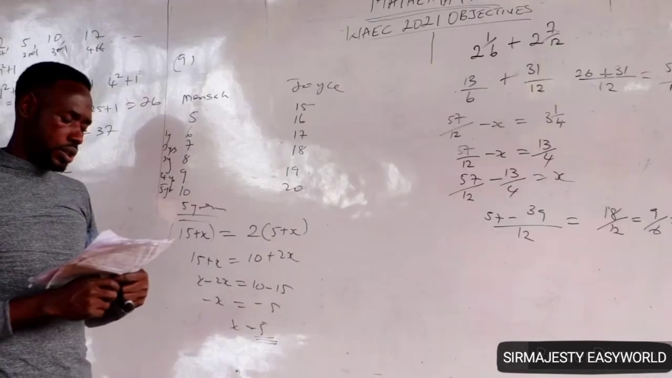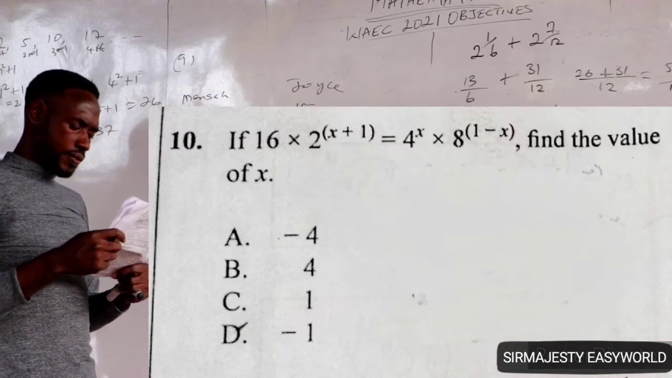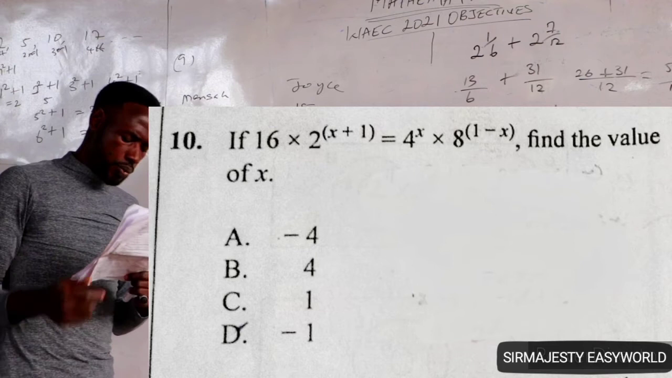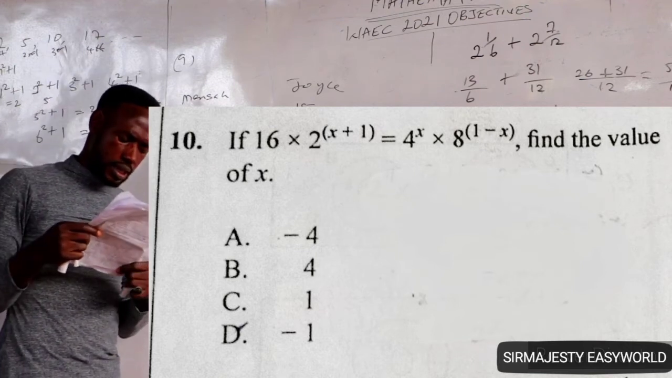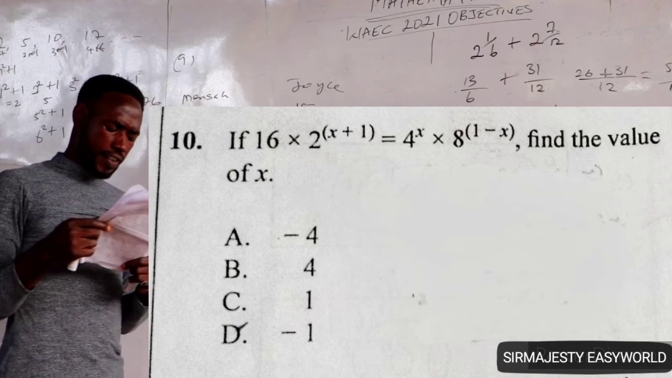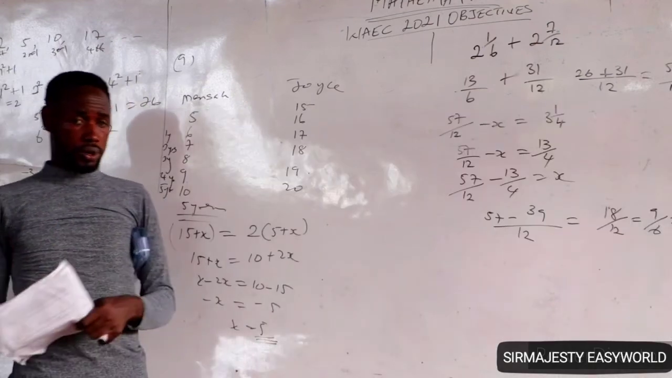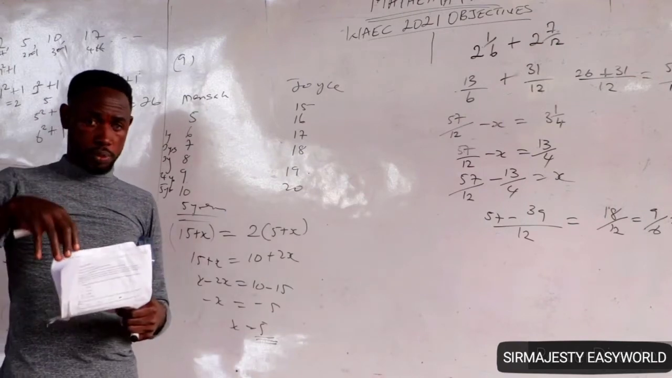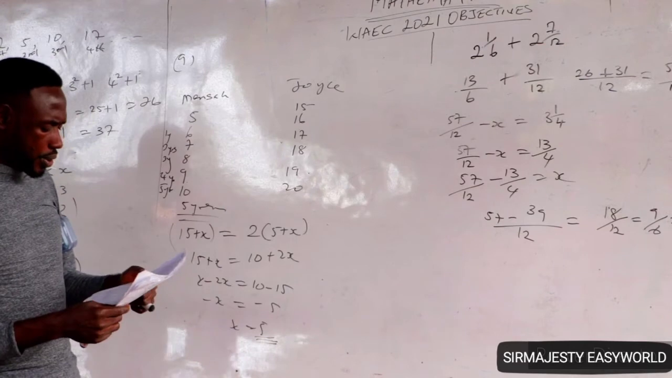The next question is, they say if 16 times 2 raised to the power x plus 1 equals 4x times 8 raised to the power 1 minus x, find the value of x. This is your indices. Remember, in indices, plus is multiplication, and multiplication is also plus. So we're going to do it.